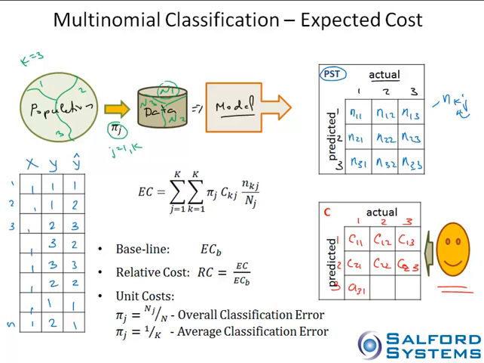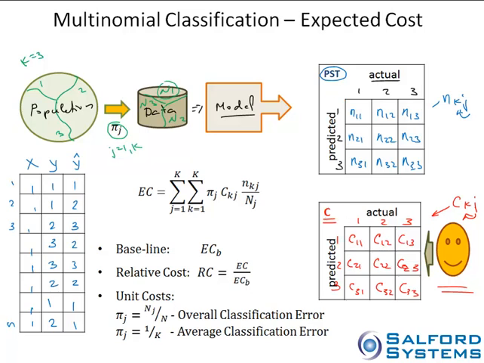C32, C33. And the cells here, C_kj, that's the user-assigned cost of misclassifying true class j as class k. So these cells can be one-to-one mapped to the entries in the prediction success table, and that's the essence of the cost matrix.